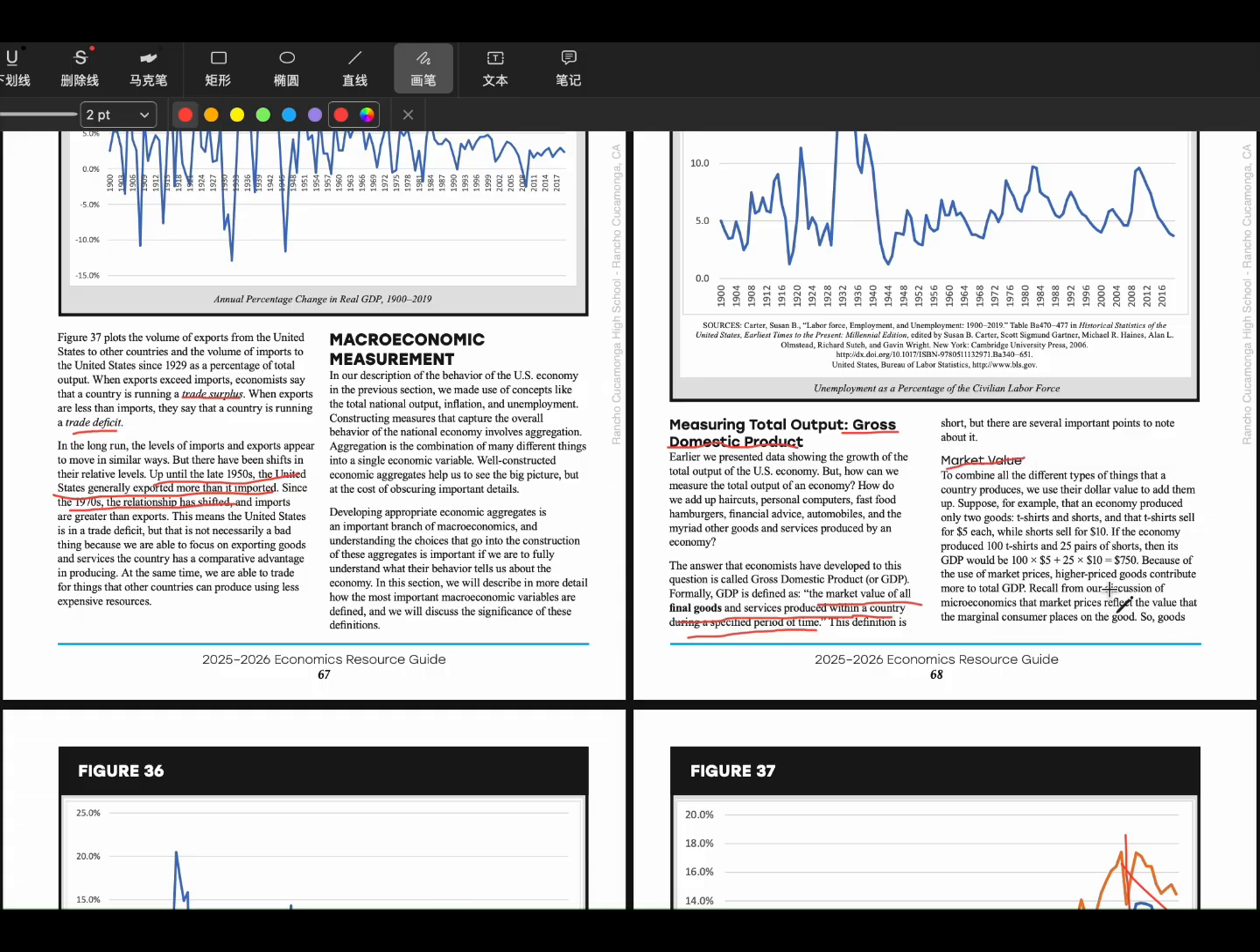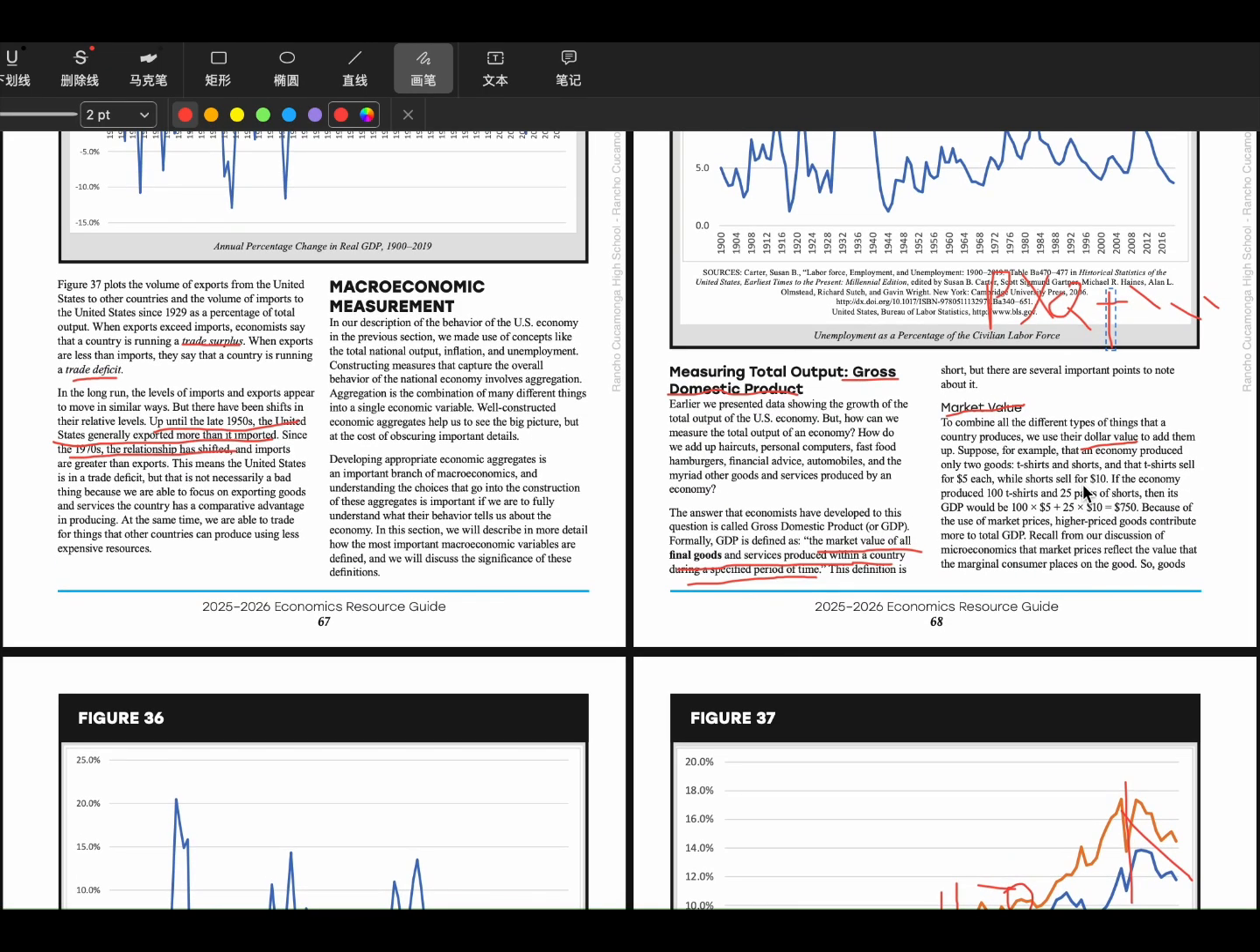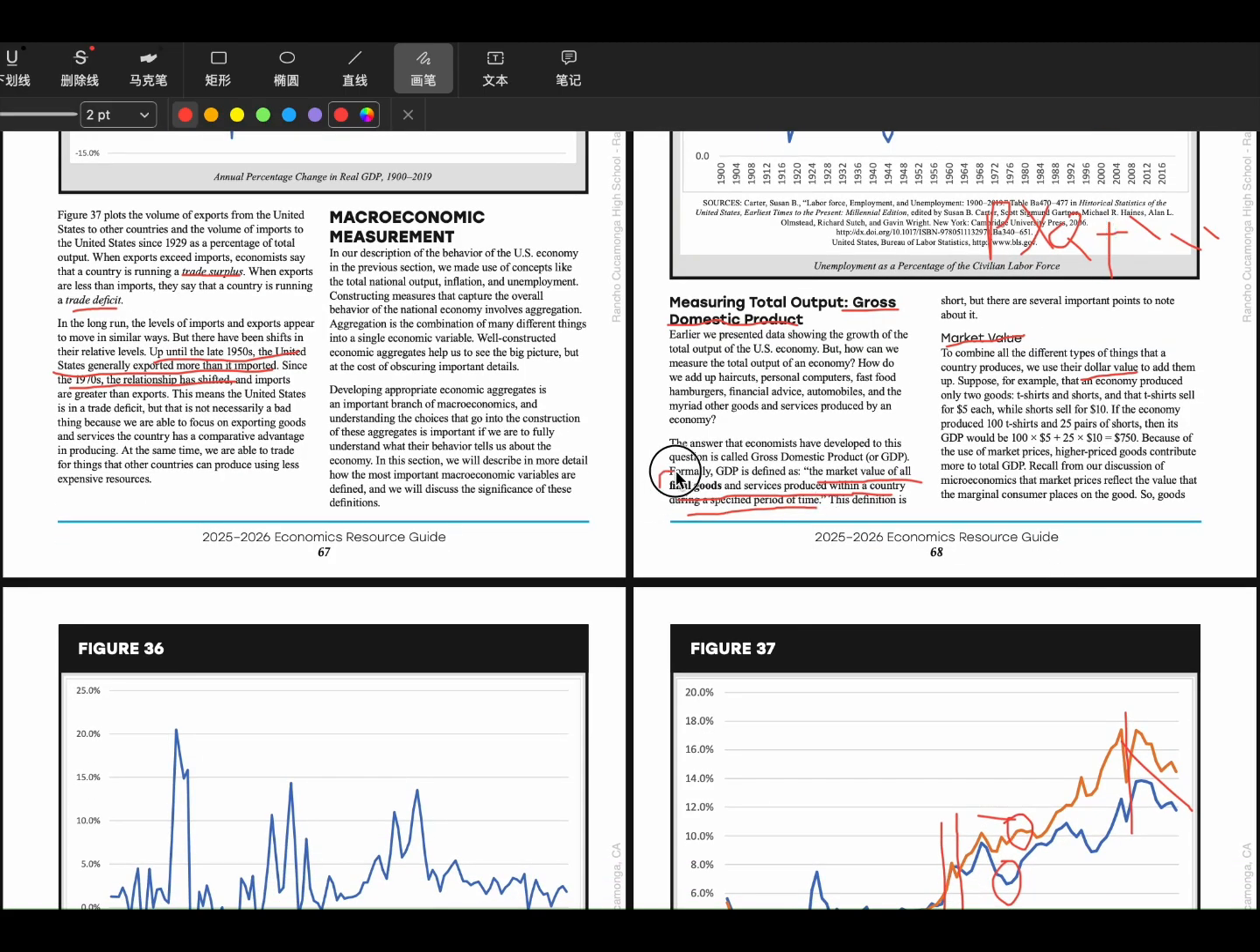First of all, what's market value? Market value is basically price times the quantity that you have produced. So for the different types of things in a country, we use their dollar value and add them up. We use price times the total quantity for each good and add up however many goods there are. And that is our market value. But notice that we won't add up all the goods. We will just add up the final goods, which is the second section here.